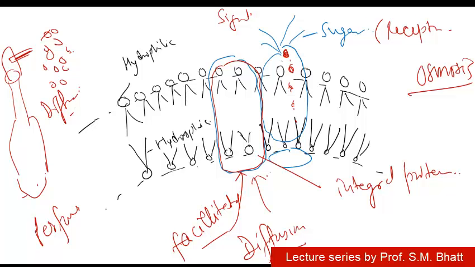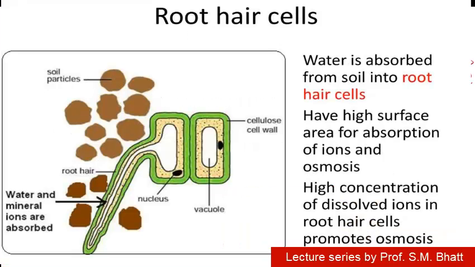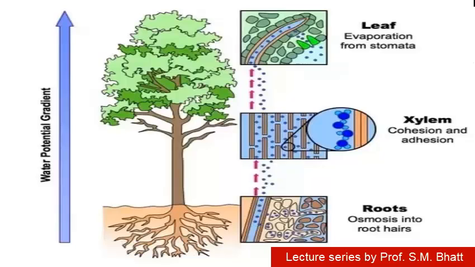If we are talking about transport across the cell membrane, we must not forget osmosis. Osmosis is the reason the root takes water from the soil and it reaches to the top. So let us begin. Myself again, Dr. S.M. Bhatt. I am going to discuss a lot of things with you today, okay?